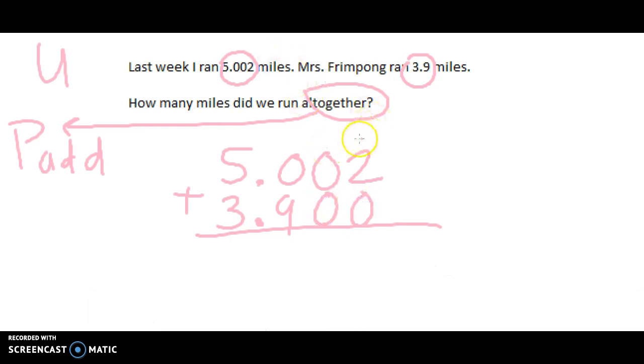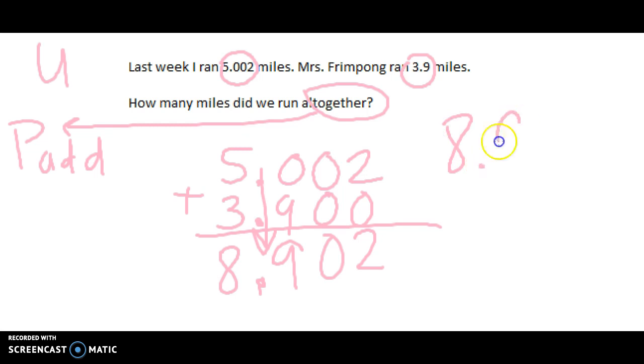Now I can start adding all the way at the right. 2 plus 0 is 2. 0 plus 0 is 0. 0 plus 9 is 9. 5 plus 3 is 8. Bring down my decimal. This gives me a final answer of 8 and 902 thousandths.